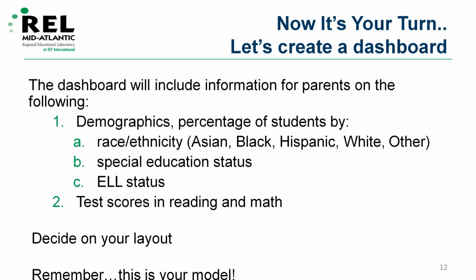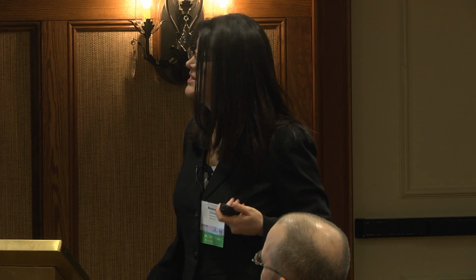So the demographics, if we're going to create this dashboard for parents, and it has demographic info, race, ethnicity of the student body, special education status, EL status, and test scores in reading and math, because everyone wants to know what are the test scores. And you decide on your layout. How do I want this to look? So that would be the data pieces that you have. How do I want to showcase this data? How is it going to tell the story, tell the information? So if you want to create it, you can. If not, we have it for you. So I give you the option.